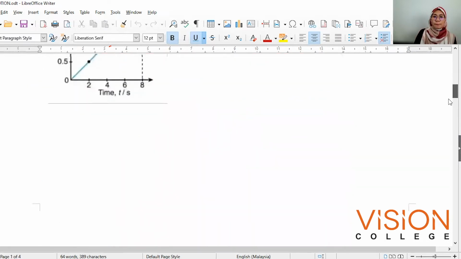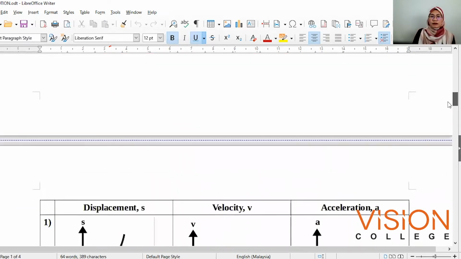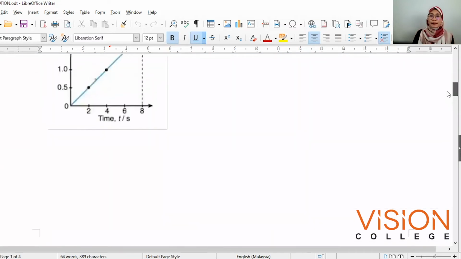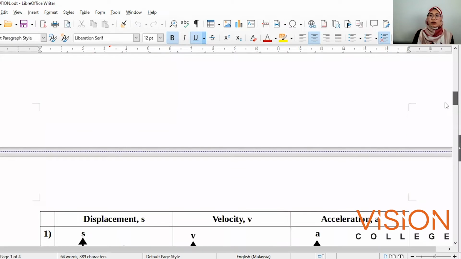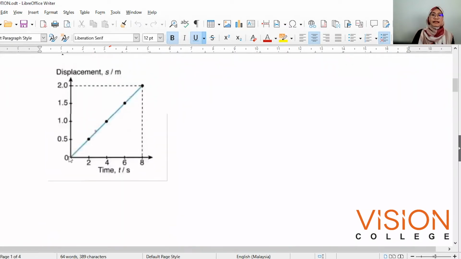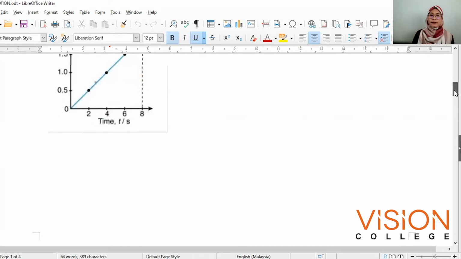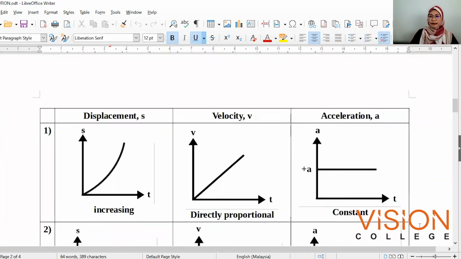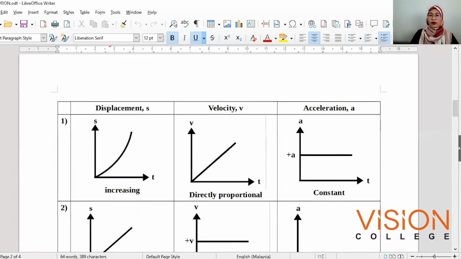Now, in an exam, the question won't be as simple, isn't it? Sometimes the question doesn't necessarily give us this kind of line. It can be a horizontal line, it can be constant, it can be increasing with a curve. So how can we identify that? What I have here is the summary of all the graphs that are possible.